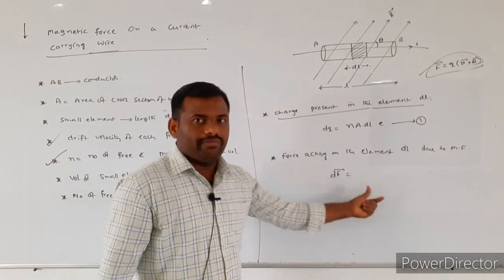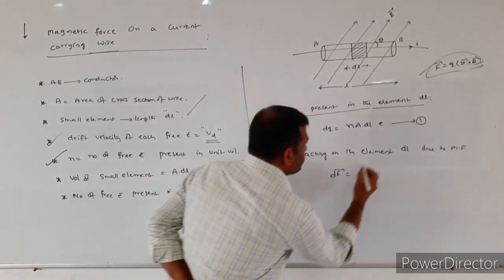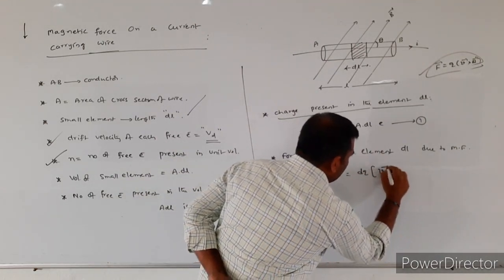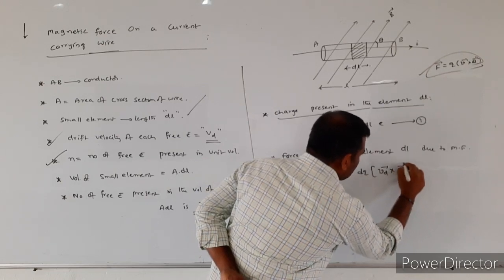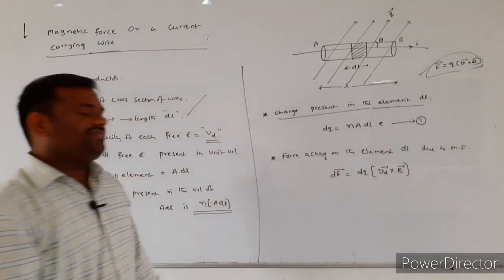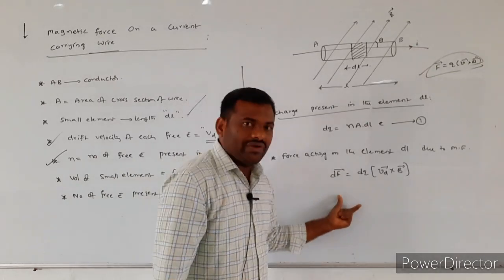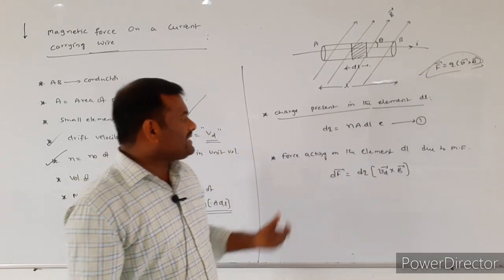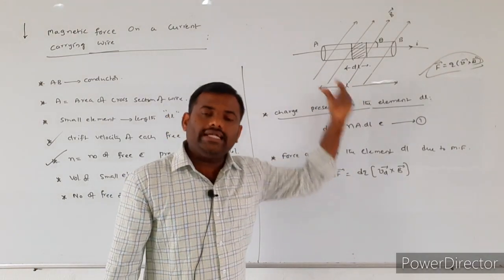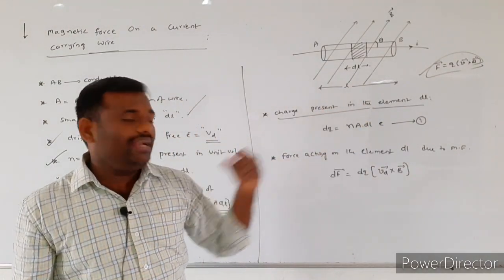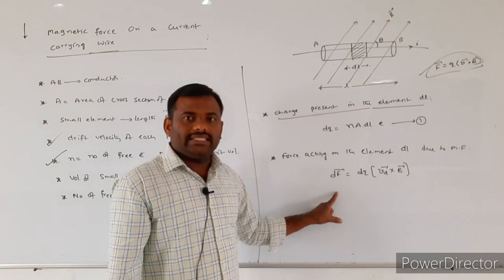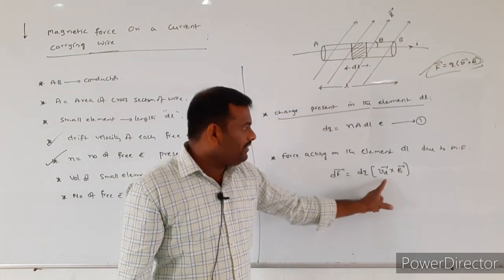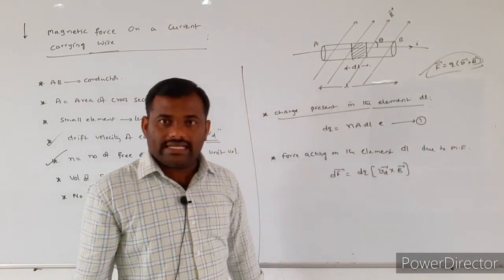dF bar is equal to the charge value dq into v, because all the electrons are moving with the same velocity, called drift velocity. All the electrons are moving with what velocity? Drift velocity. So the amount of the force acting on the small element dl by the given magnetic field is given by dF bar is equal to dq into Vd bar cross B bar.